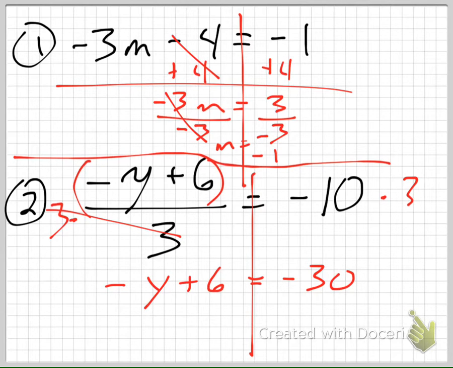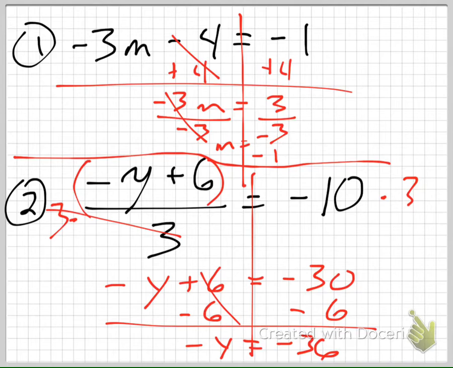Which do I take care of first? The y being negative now or the 6? The 6, right? Because this -y is like a -1y, right? There's a 1 there. That means it's being multiplied, but that's second. -6, minus 6. -y equals -36.